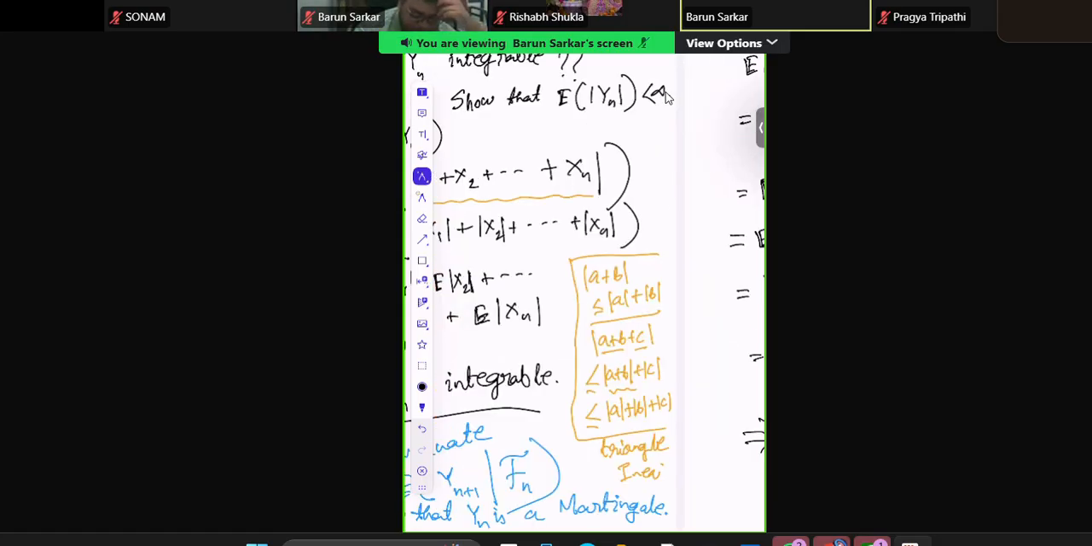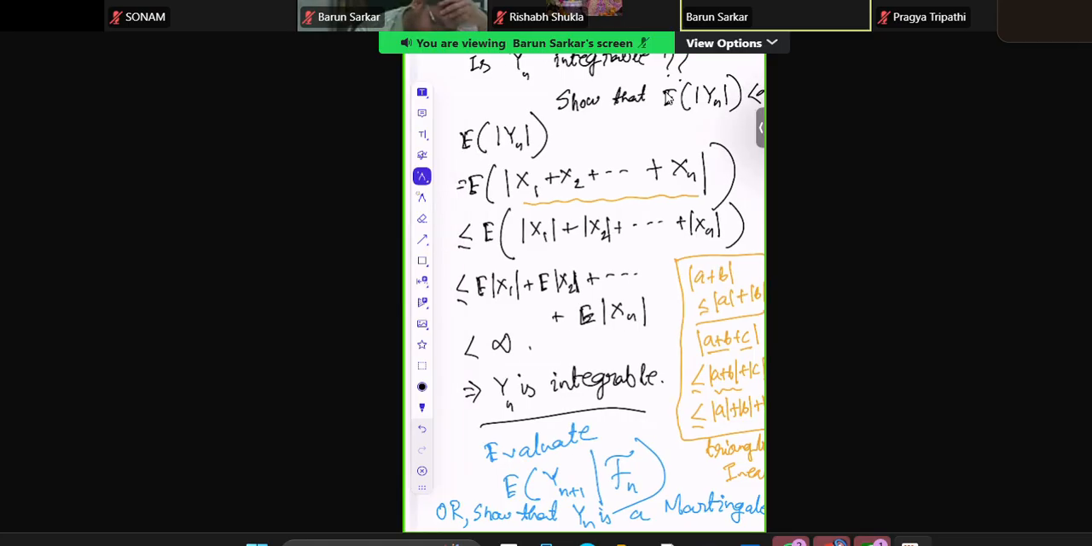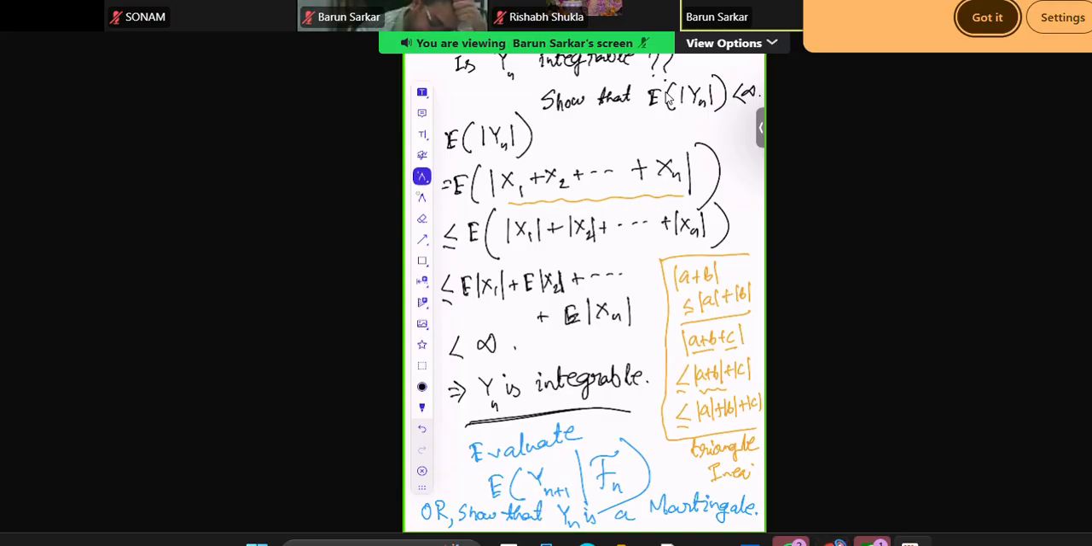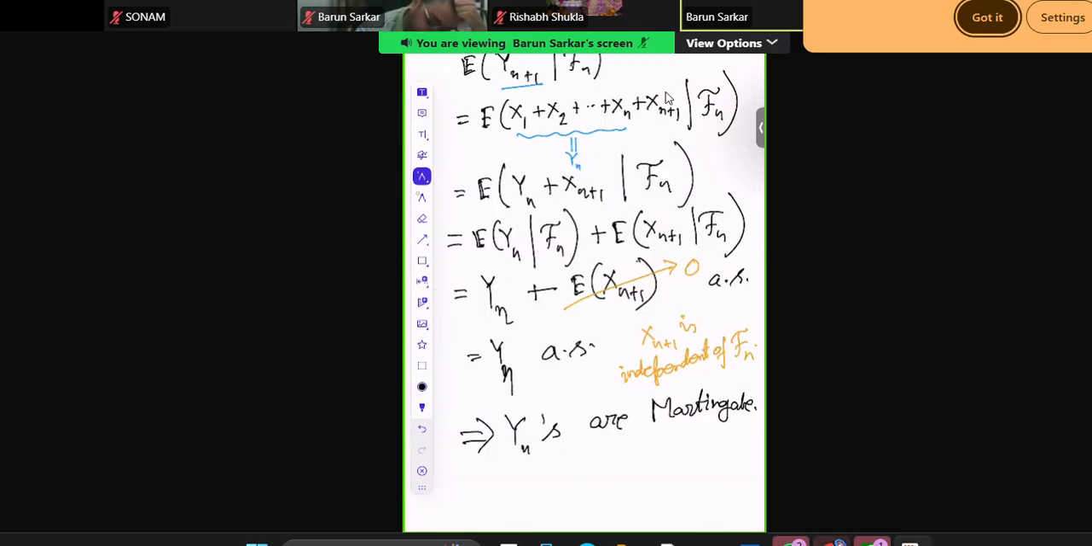Because first you prove that this is adapted, then you show that this is integrable, and then you show the third property. So therefore, this is a martingale.